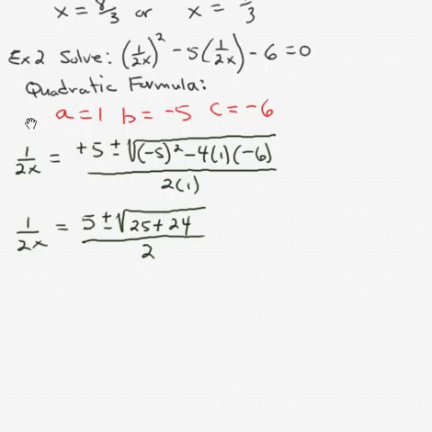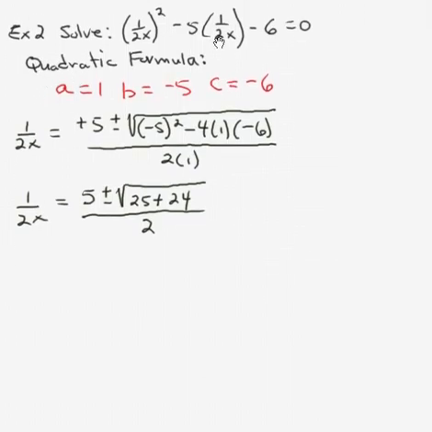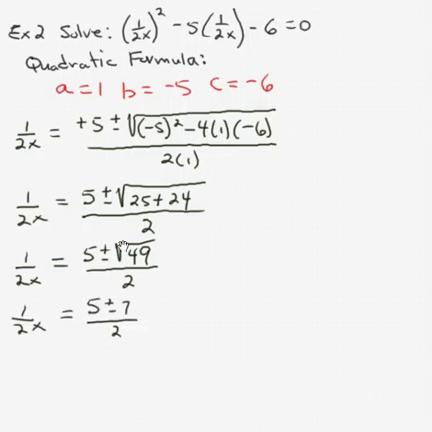If we were doing this in the previous problem, whatever would be in the parentheses would be over here as well. So let's keep simplifying the right side. 25 plus 24 is 49. Square root of 49 is 7. We have two cases here.